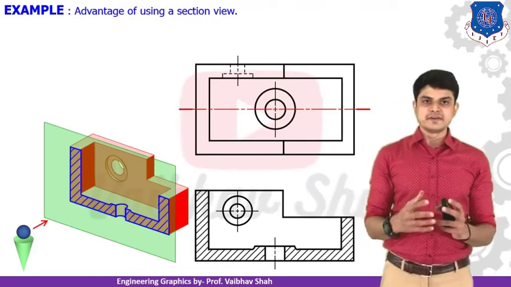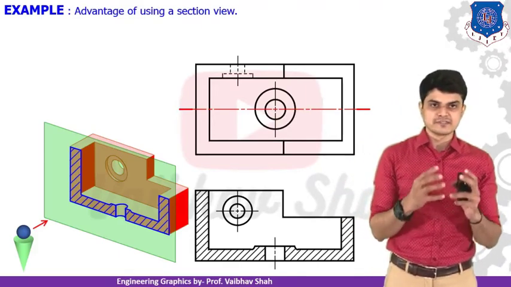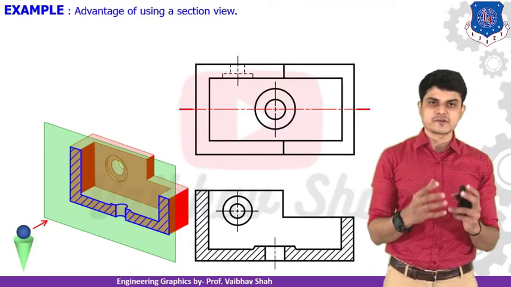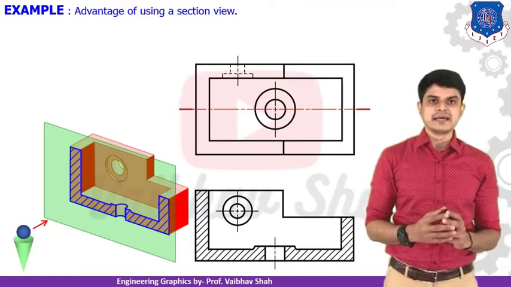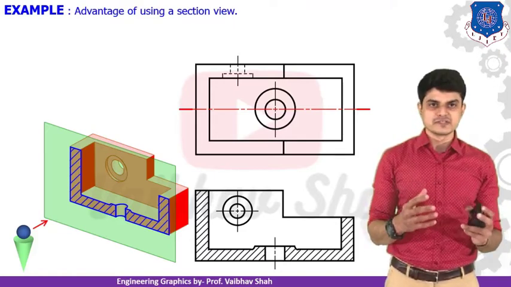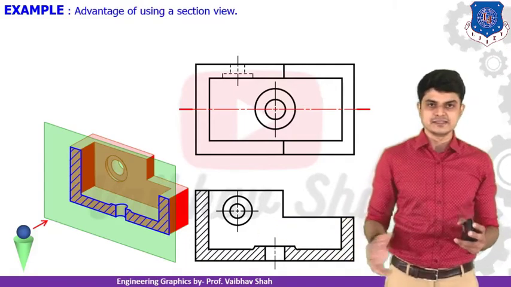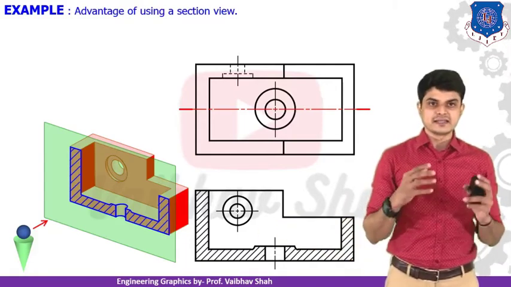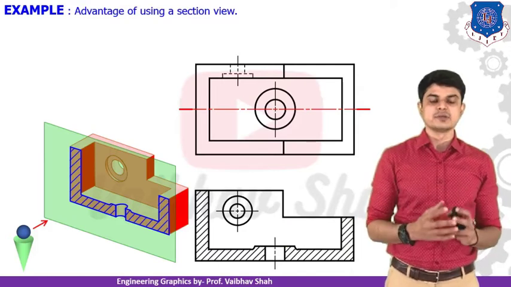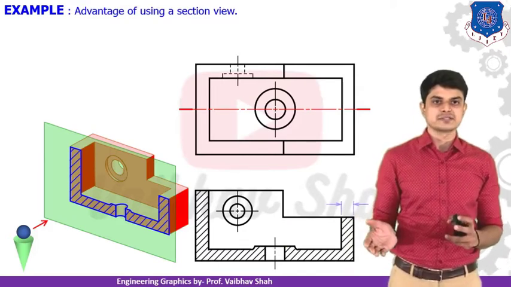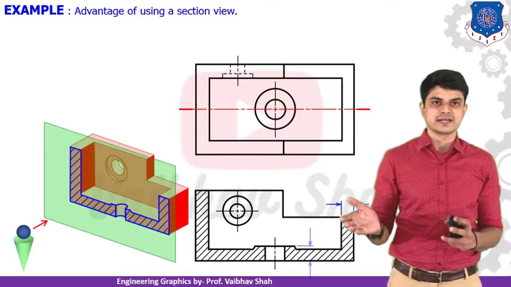Now what is the benefit? After cutting the object, as I have said, we can reduce or eliminate the hidden lines or dotted lines. It is obvious. We have replaced this cut section by hatching lines. The second benefit is that we can give dimensions easily to the object now. Let us see the dimensions. I will be giving the dimensions to this object like this.